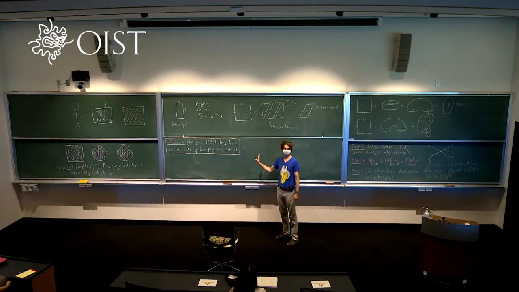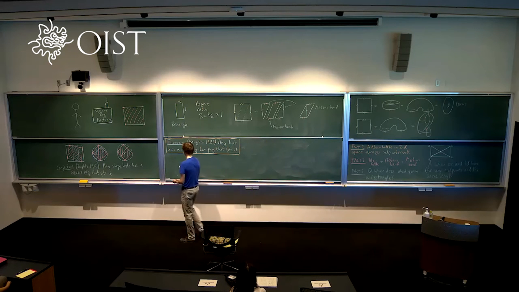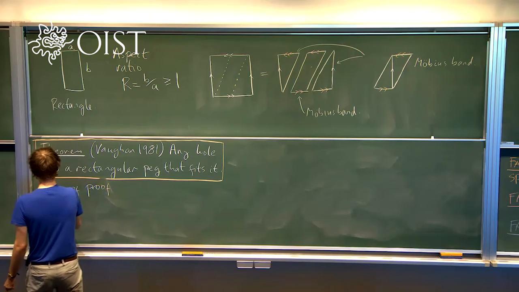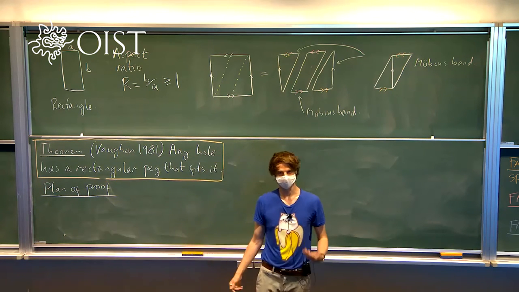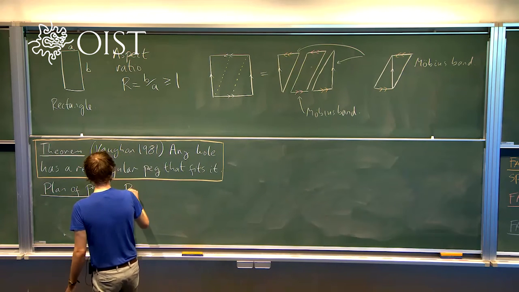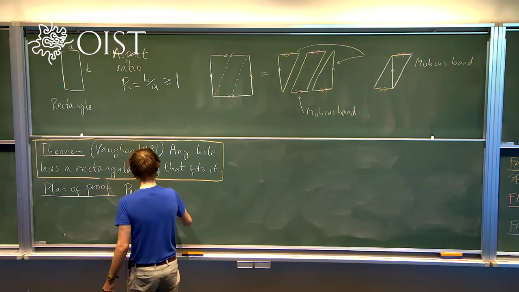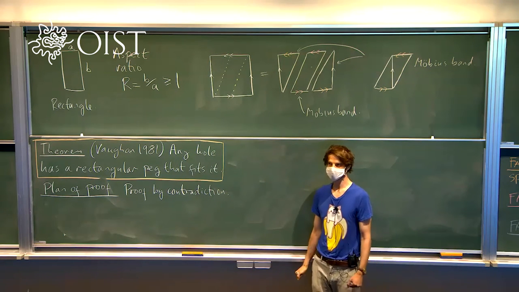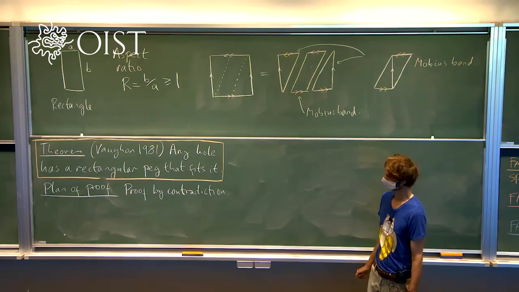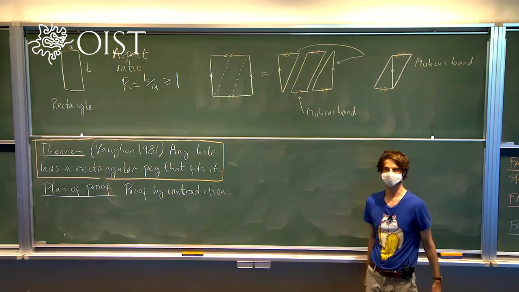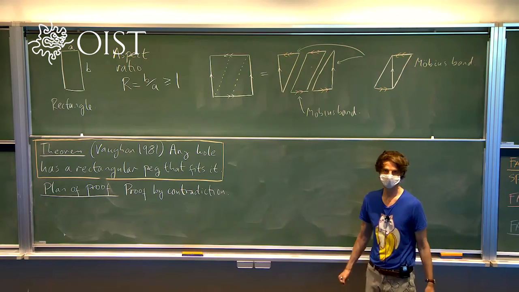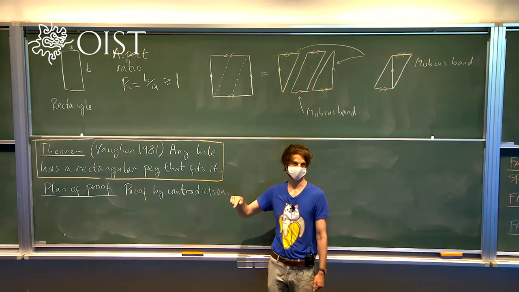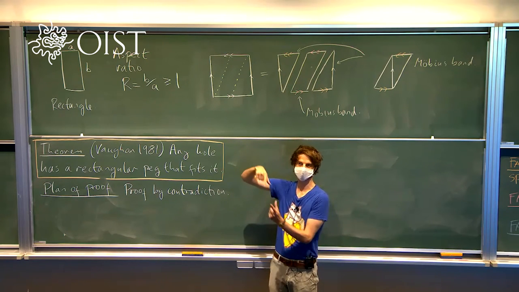All right, I'm going to give you a plan of the proof, and then we're going to do the proof. It's going to be a proof by contradiction, otherwise known as the reductio ad absurdum, if you're pretentious or Roman. What a proof by contradiction means is we're going to assume that we don't have the thing we want and then go on to deduce an impossibility. Therefore, we must have had the thing that we really did want. So we're going to assume that there is a hole that has no rectangular pegs. In other words, there's going to be some hole H where you can't find four points that form the vertices of a rectangle.